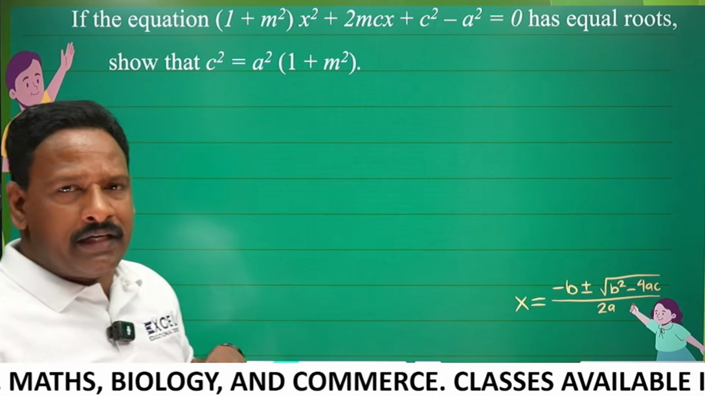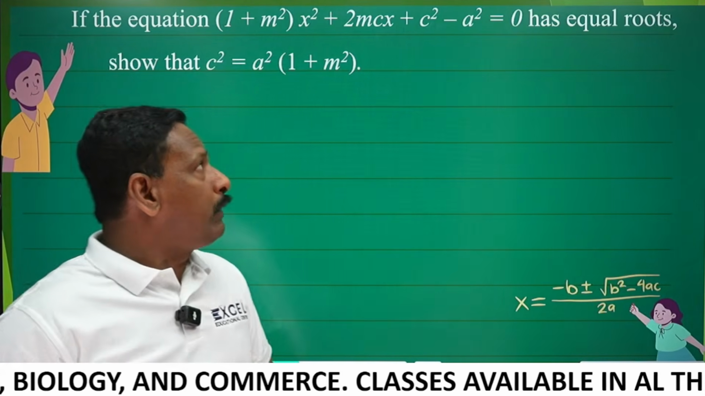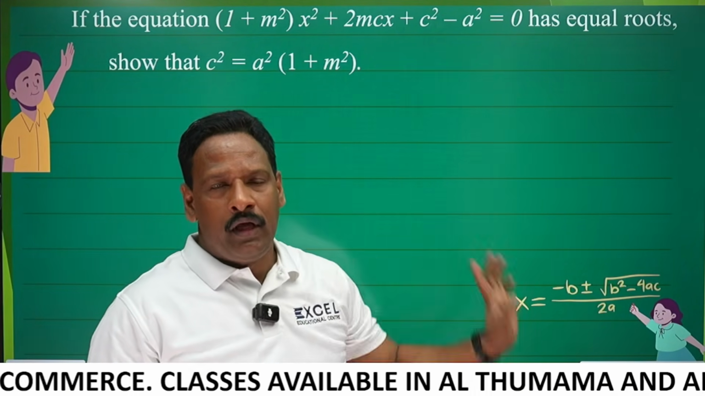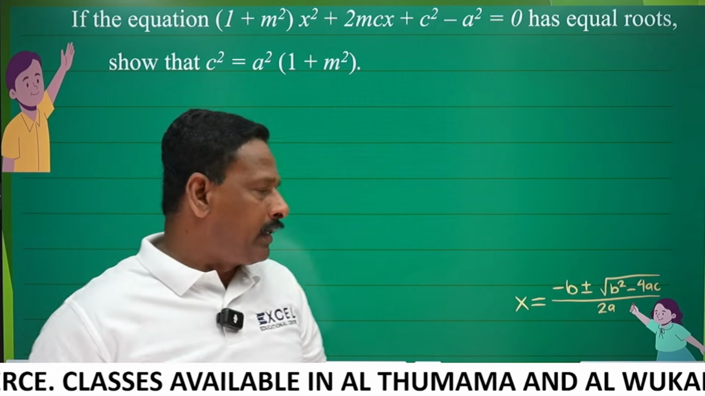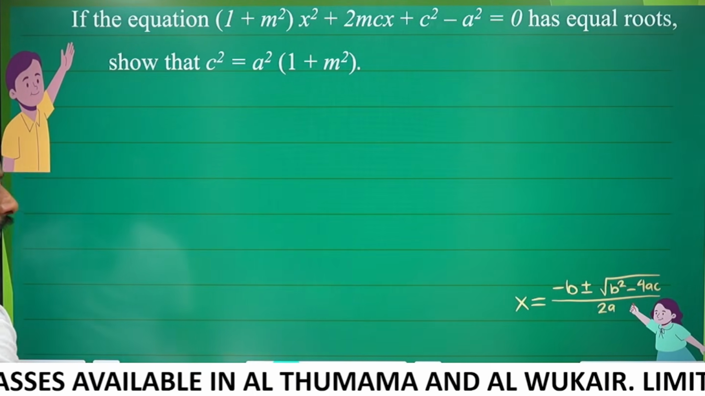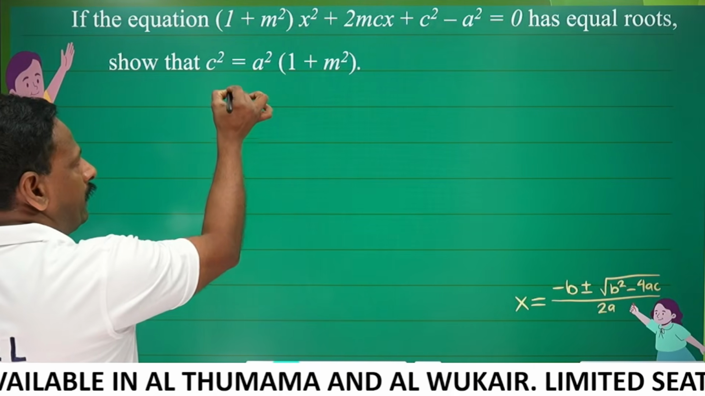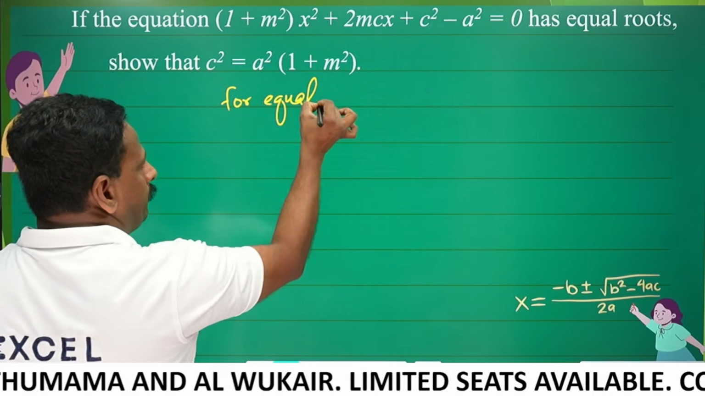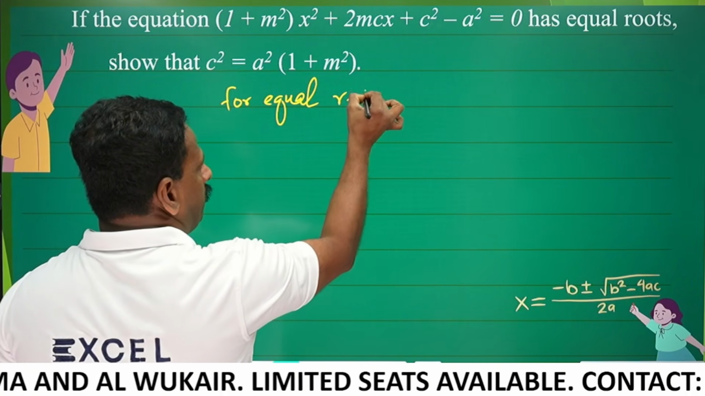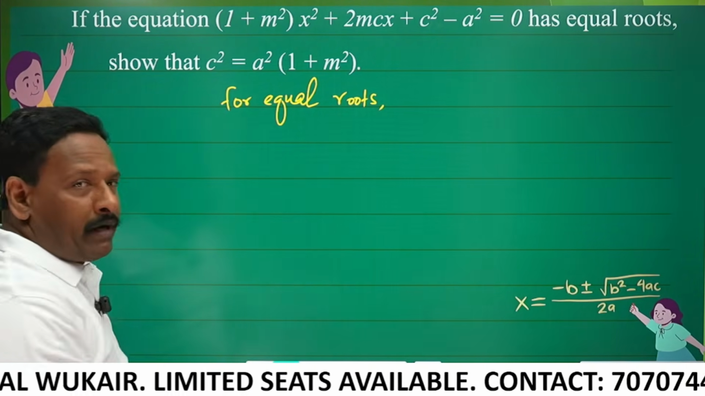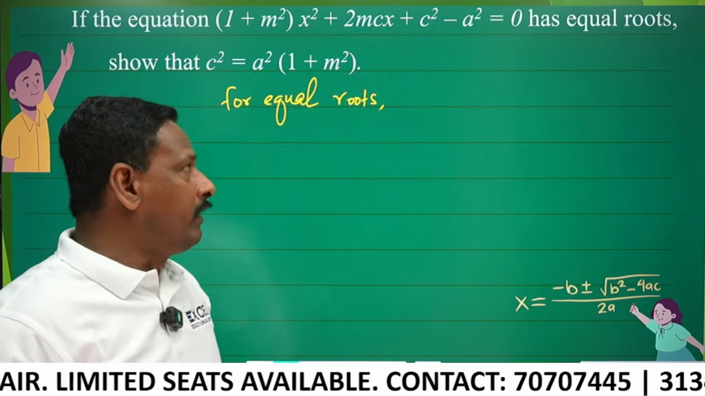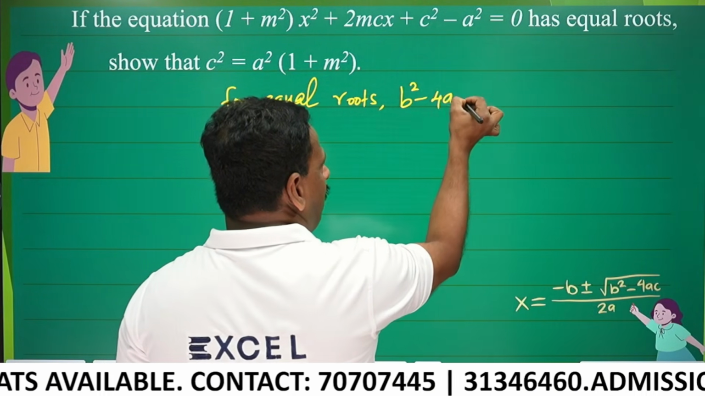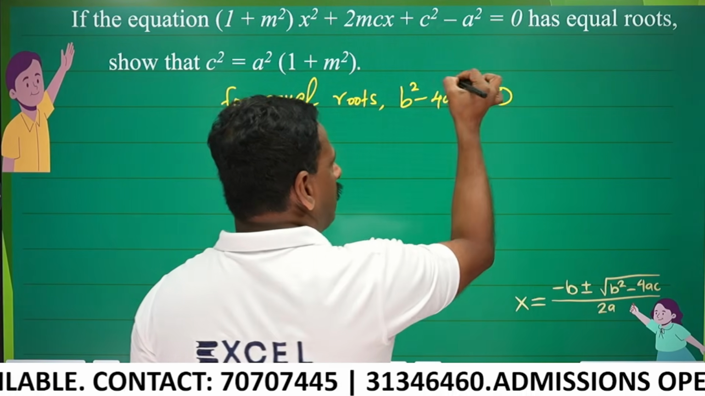So what is the condition given in this question? They have given that this equation has equal roots. So what is the condition for a quadratic equation to have equal roots? The condition is for equal roots the discriminant must be 0, right? What is the discriminant? B square minus 4ac must be equal to 0.